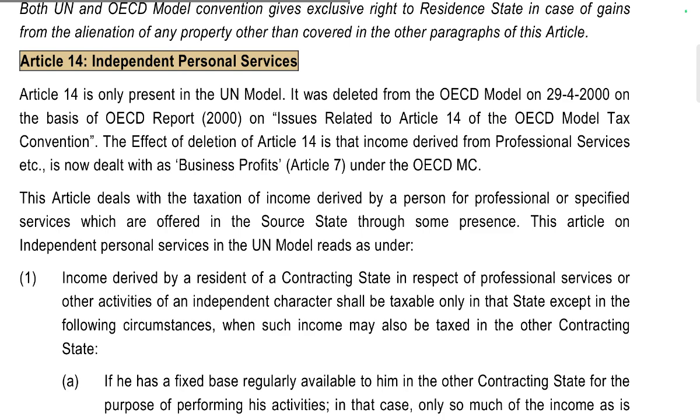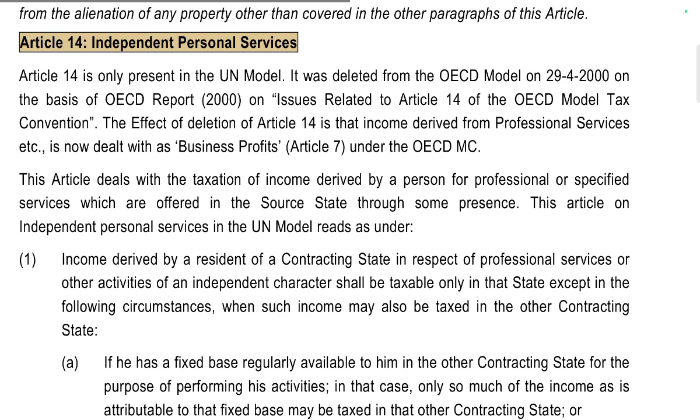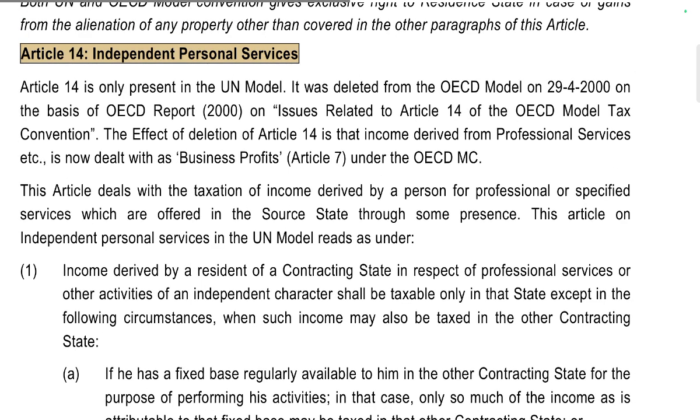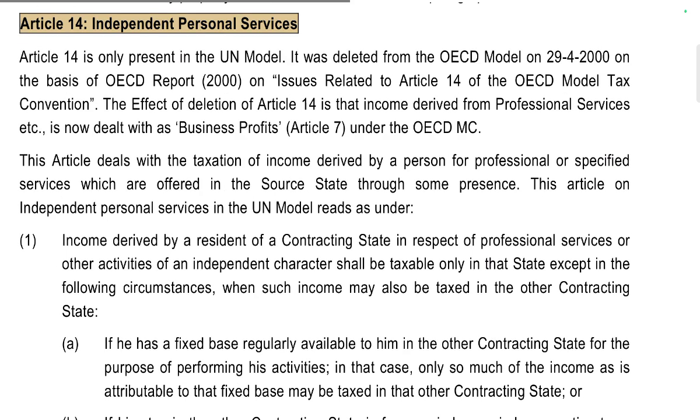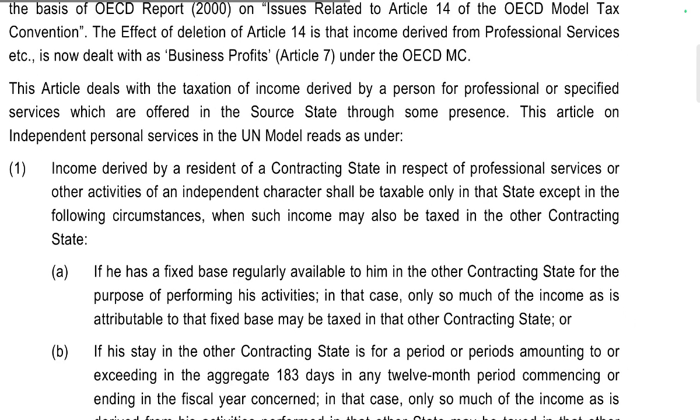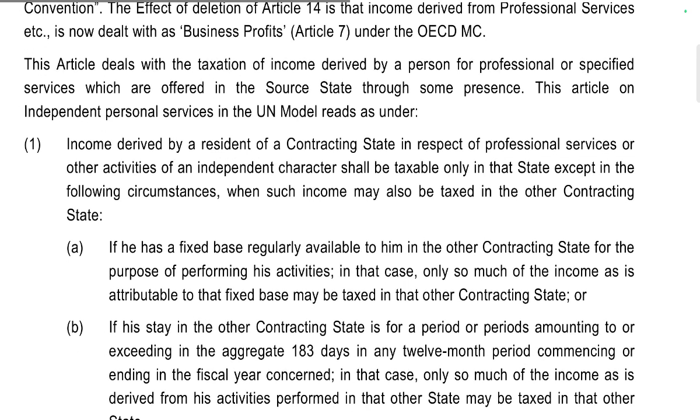Article 14, Independent Personal Services. Article 14 of the UN model is deleted from the OECD model on the basis of the OECD report. The effect of the deletion of Article 14 is that income derived from professional services is now dealt with under the business profits article of the OECD model. The article deals with the taxation of income derived from a person for professional or specified services which is offered in a source state through some presence.